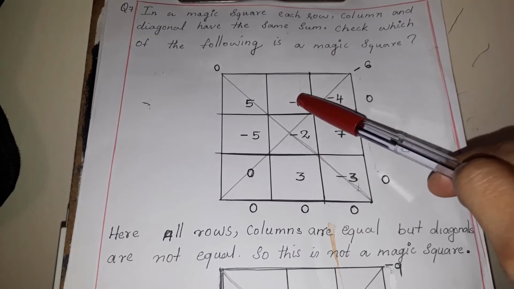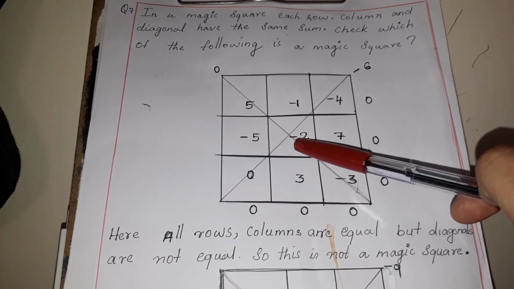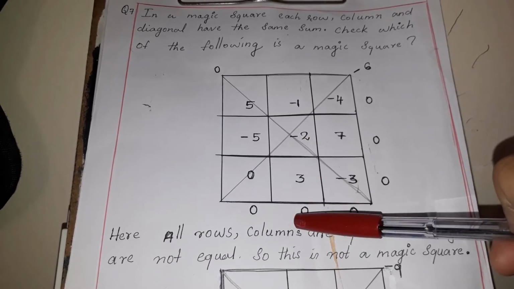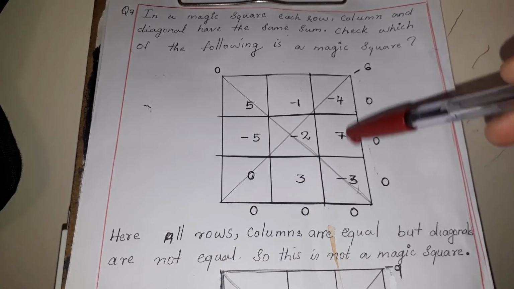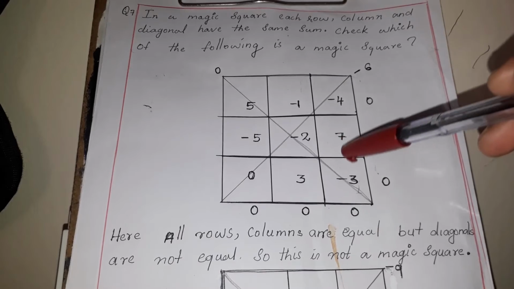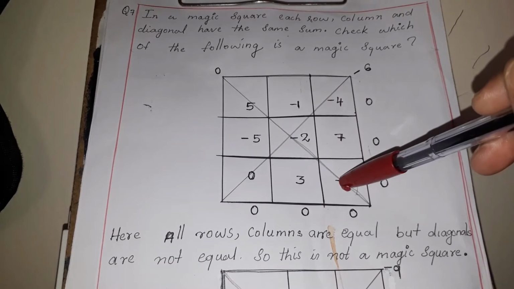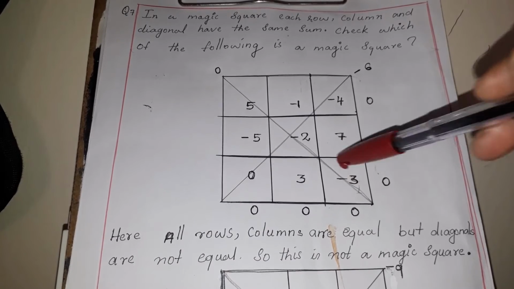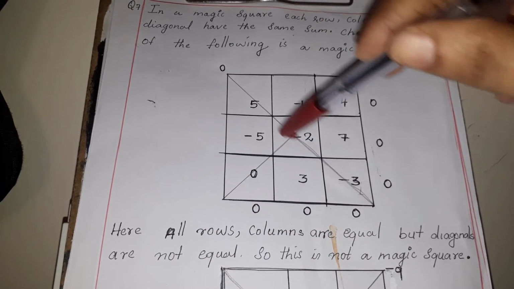So minus 1 plus minus 2, we get minus 3. Minus 3 plus 3, so again we get 0 here. Okay. Then minus 4 plus 7 plus minus 3. So minus 4 plus minus 3 we get minus 7. Minus 7 plus 7 we get 0. Okay. Next we are going to check the diagonals.